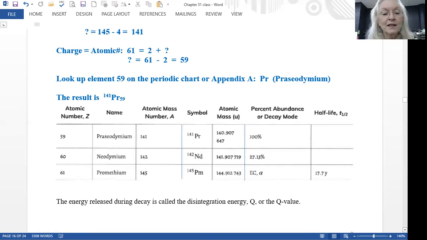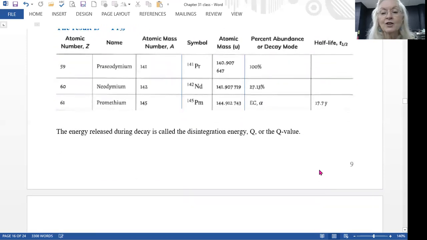So the energy released during decay is called the disintegration energy or the Q value. You need to remember that protons, which are crammed in the nucleus along with some neutrons, would repel each other, so the nucleus shouldn't exist, but we know it does. And so we assume that the energy that holds it together is the binding energy. We talked about that when we talked about binding energy. Well, if you take something out, it removes energy also.